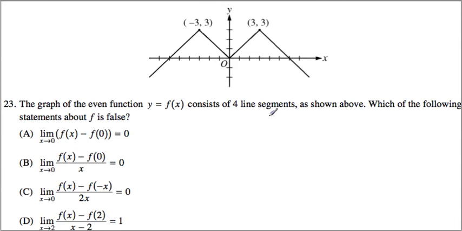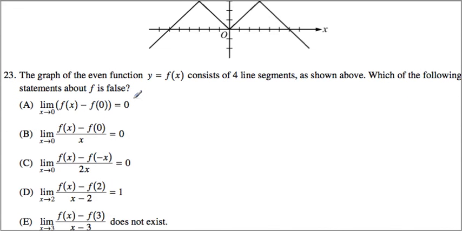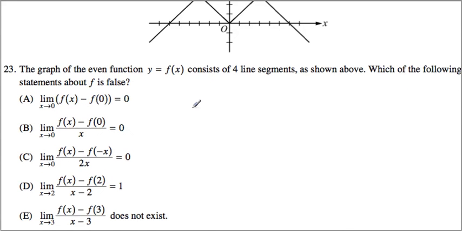Number 23 here. An even function f of x consists of 4 line segments. Which of the following statements about f is false? What do you realize here? One thing we get to realize is that many of them look like the derivative value here.